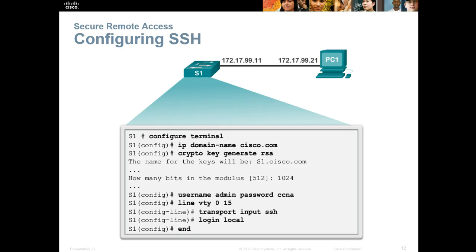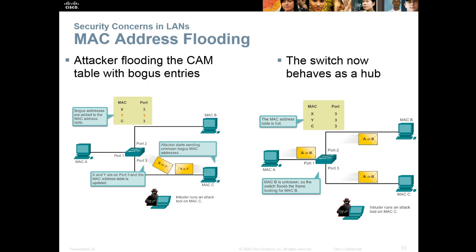You did this lab, something similar to it in the last chapter, establishing security with the crypto key RSA, creating a password level, and then transport input SSH. That's how you configure on a switch as well. You did it on the router before.